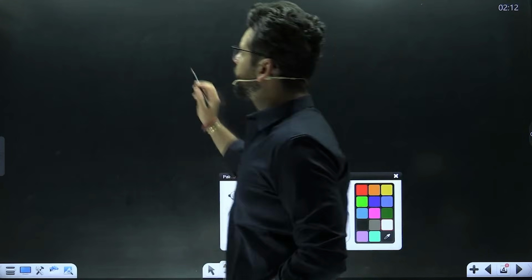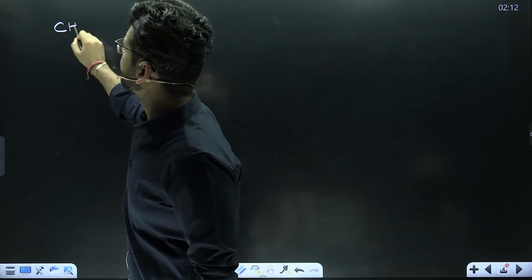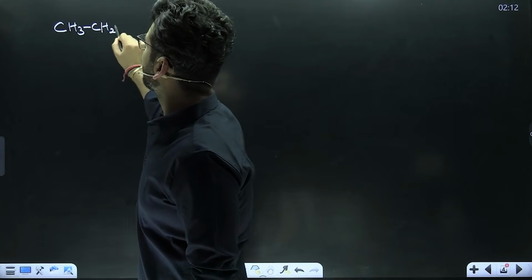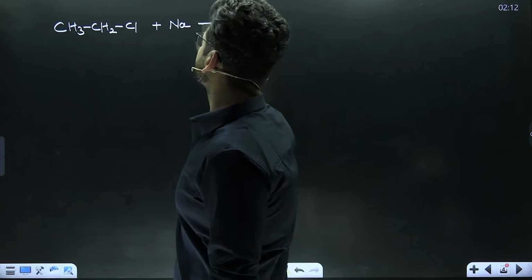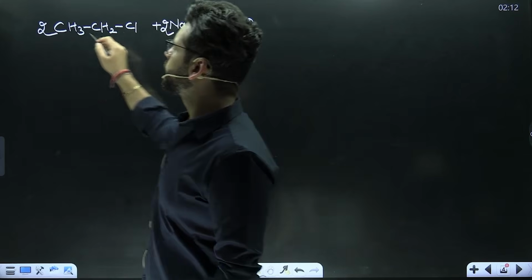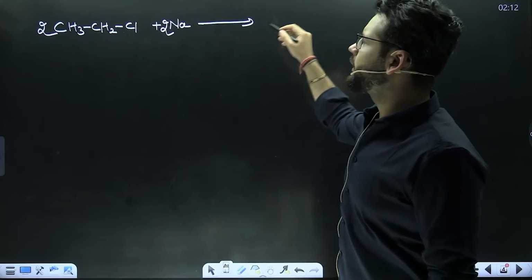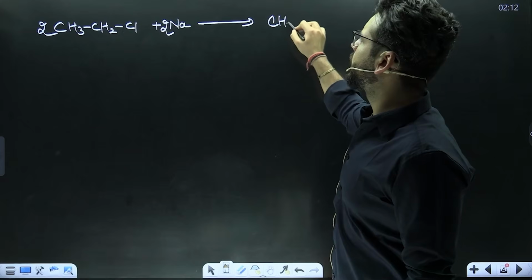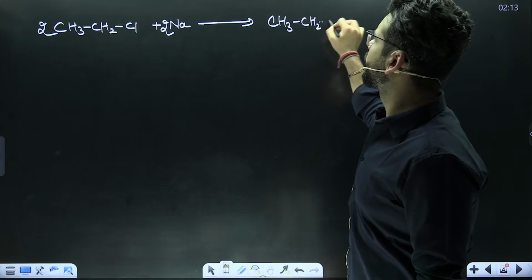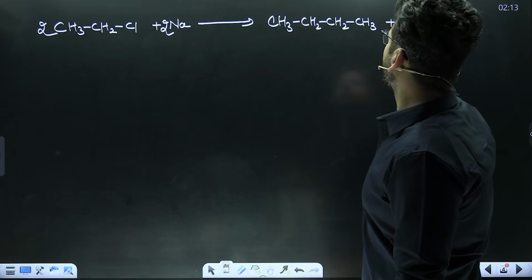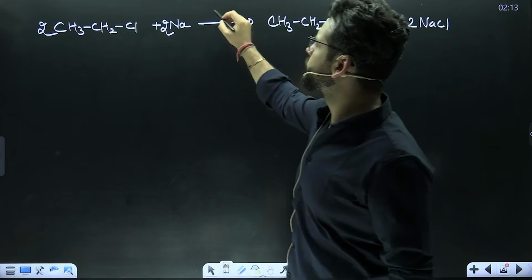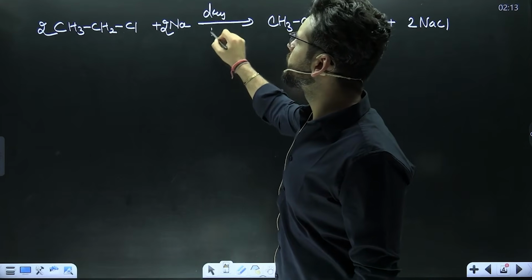If you have a monohalide, you couple it with sodium. 2 moles of sodium you take, 2 times NaCl will come out, as all of you know, and you get your butane. This is the Wurtz reaction in the presence of dry ether.